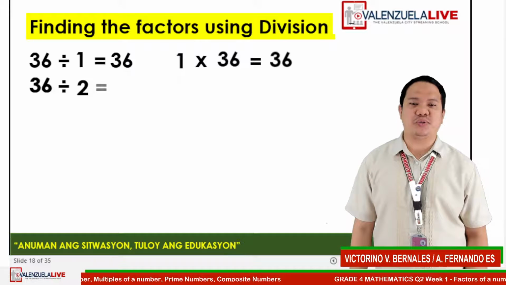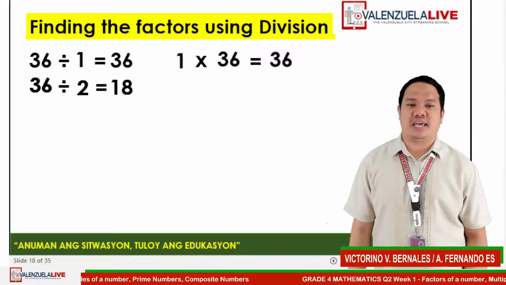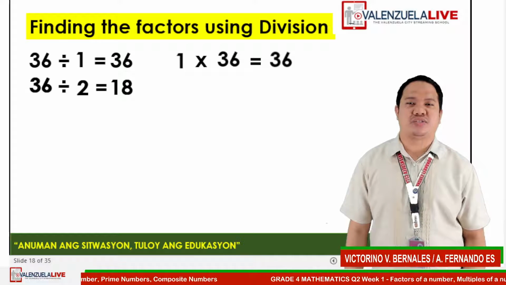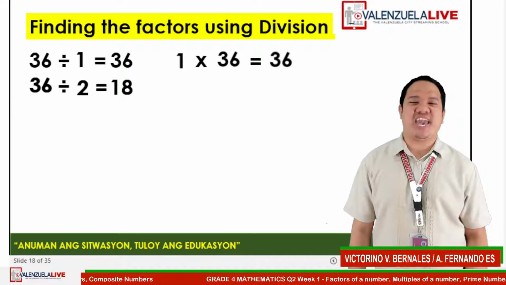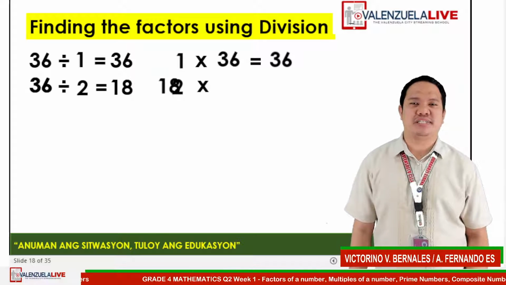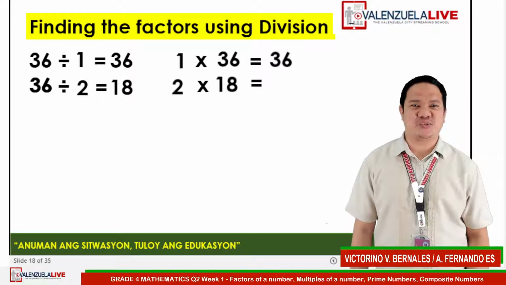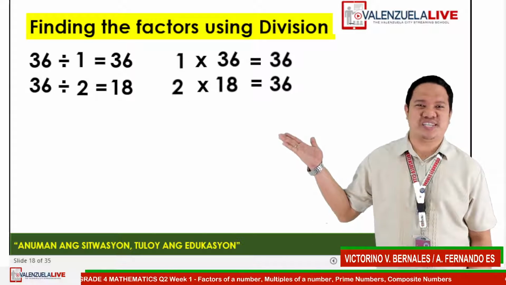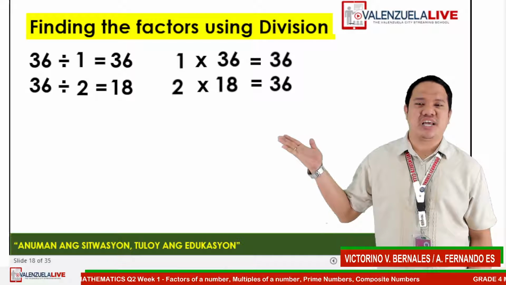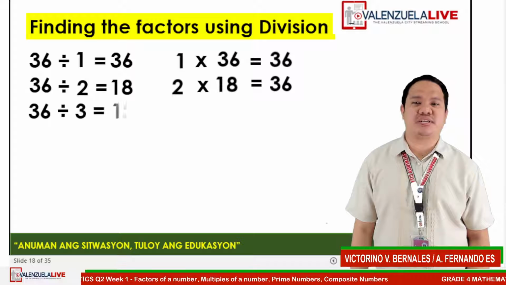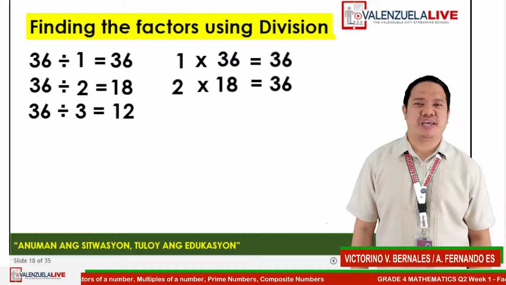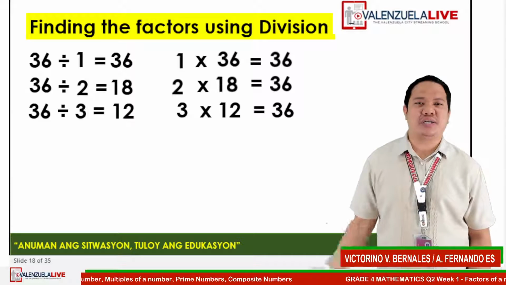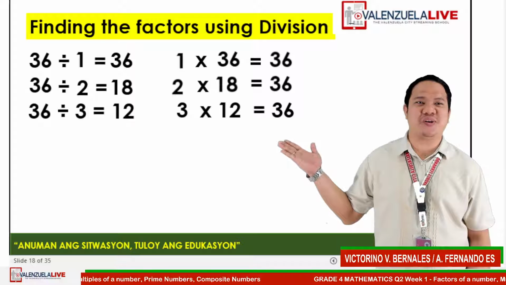Now, let us divide 36 by 2. That is equal to 18. Therefore, 2 times 18 is also equal to 36. Next, let us divide 36 by 3. Okay, so the answer is 12. Then we have 3 multiplied by 12 is also equal to 36.